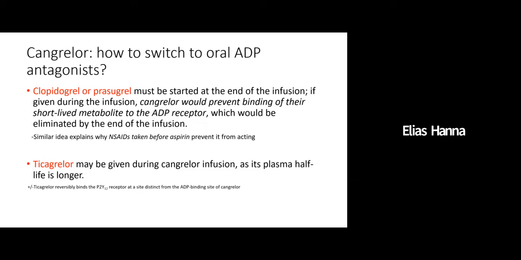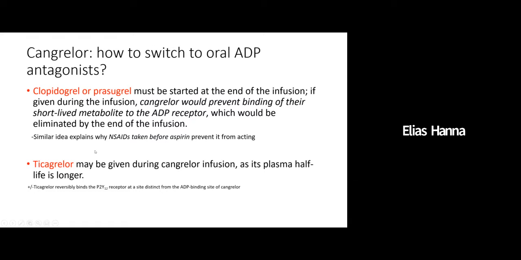That's the consensus explanation. It's based purely on half-life. That's the international consensus explanation. There are some explanations that Ticagrelor binds to a different P2Y12 site than Cangrelor, but that's more debatable. So the main explanation is half-life.